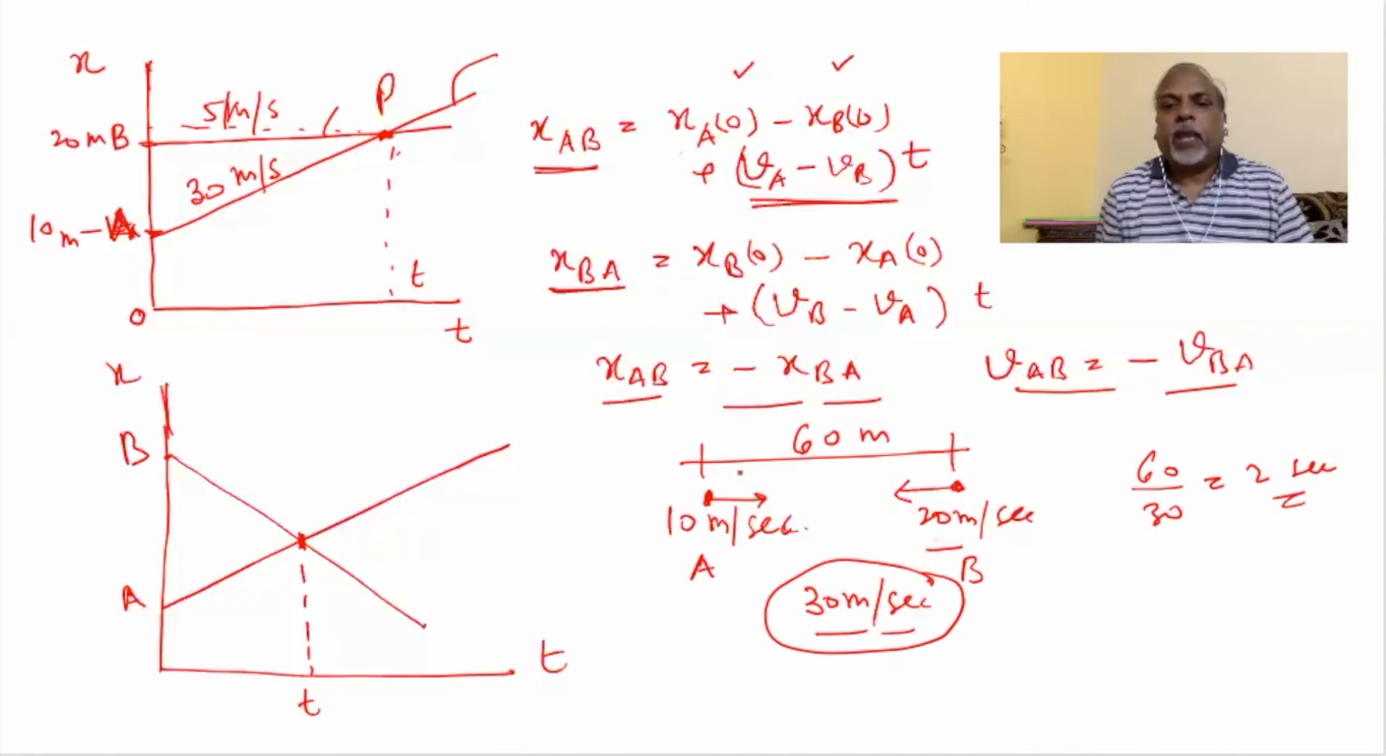If they are moving in the same direction, then of course again the velocity will be less: 20 minus 10, that is 10. Then of course they will meet in 6 seconds, 60 upon 10, if they are moving in the same direction. The 60 meter distance they will cover in 6 seconds.